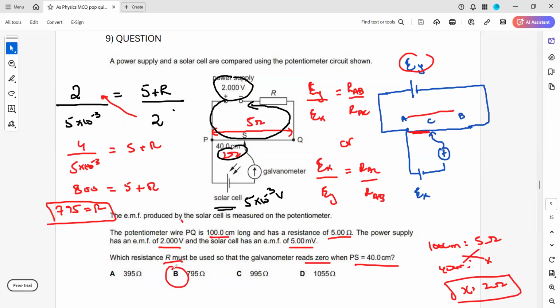Is this concept clear? Any doubt in this? So the ratio of the voltage is equal to the ratio of the resistance of the loops. In this loop, we have a resistance of 5 plus R, and in this loop, we have only a resistance of 2.